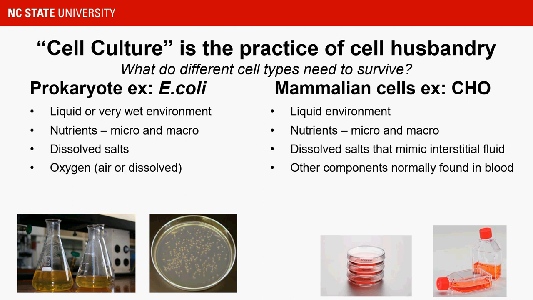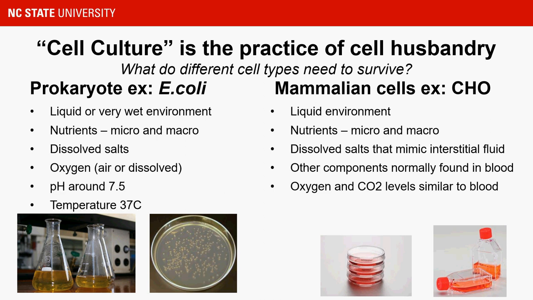For the E. coli culture, we need to supply them with oxygen, and usually we just culture them using the air. For the mammalian cells, they need an appropriate level of oxygen and CO2, so this needs to be controlled. The pH for the prokaryote cell culture is usually around 7.5, and the culture of prokaryotes and E. coli needs to be at 37 degrees. And this is the same for the mammalian cell culture.